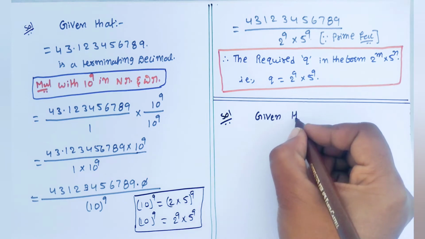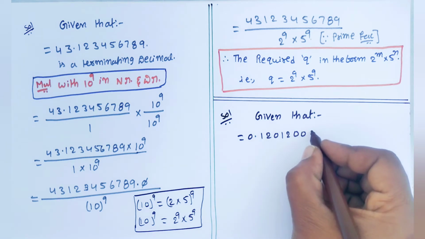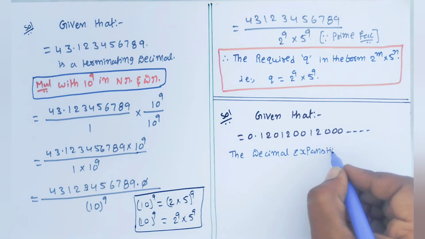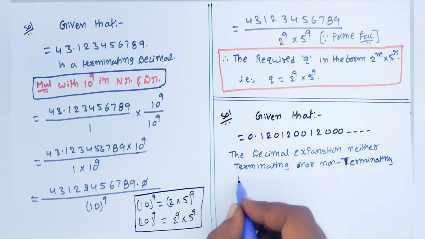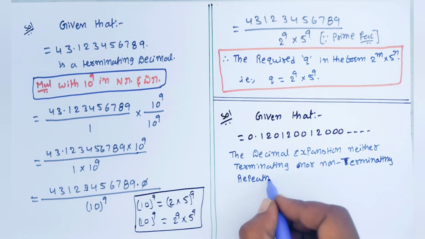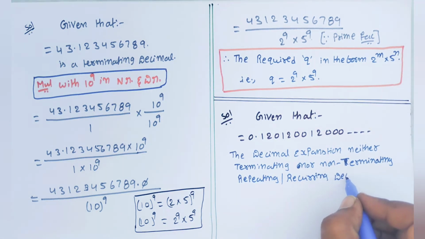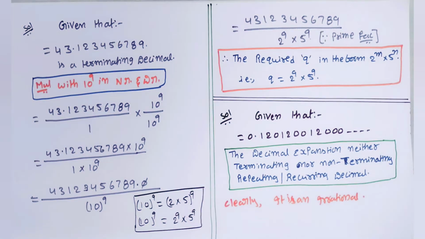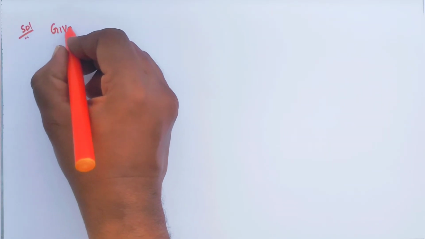Now we take the next solution. Given that 0.12012001200 and so on. So the decimal expansion does not end and is not repeating. Clearly, the decimal expansion is neither terminating nor non-terminating repeating or recurring. Clearly it is an irrational number. So whenever a number is irrational, it cannot be expressed in the p by q form, so there is no need to discuss the prime factorization of q.